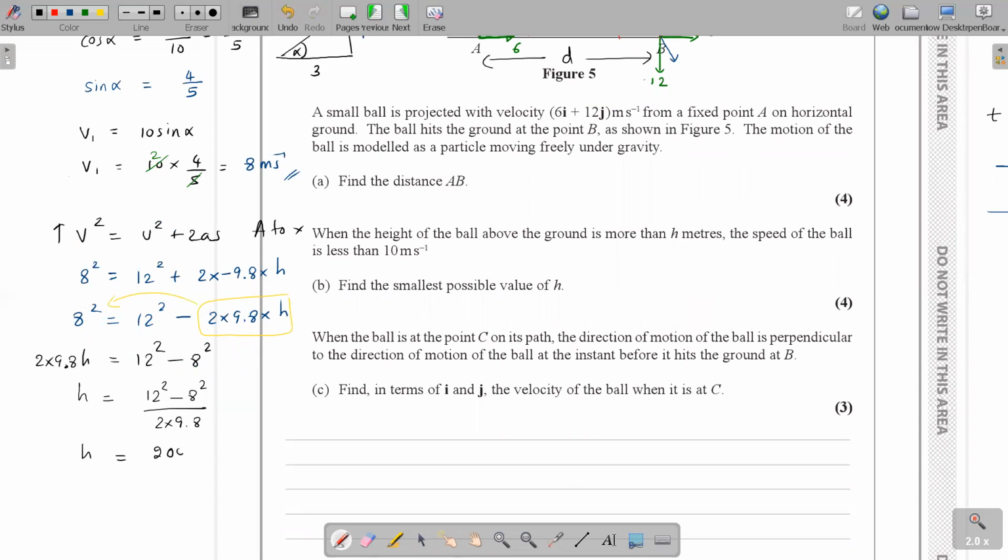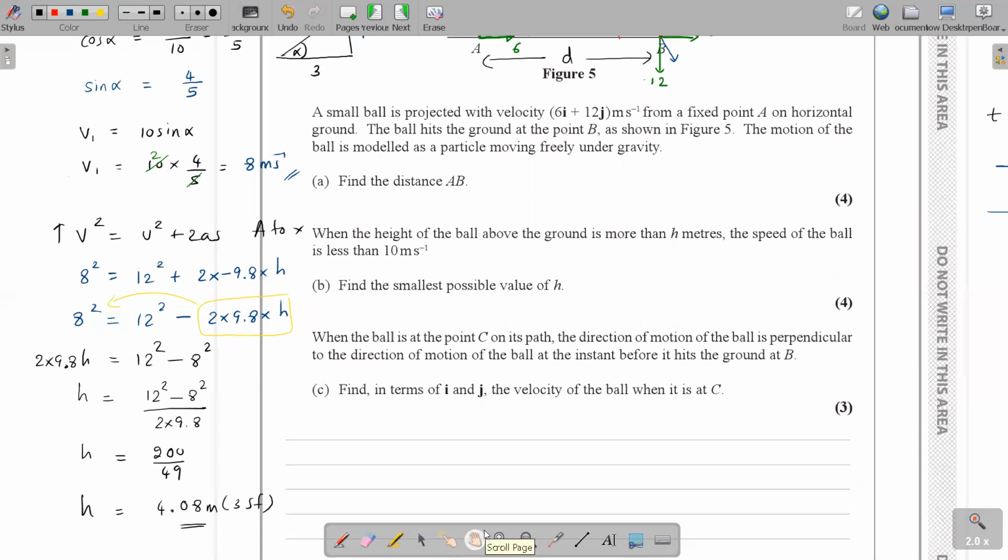So 200 over 49 gives you, make sure you write the decimal figure. 4.08 was what we got for 3SF. So this is the 3SF answer, 4.08 meters. This is the smallest possible value of h.